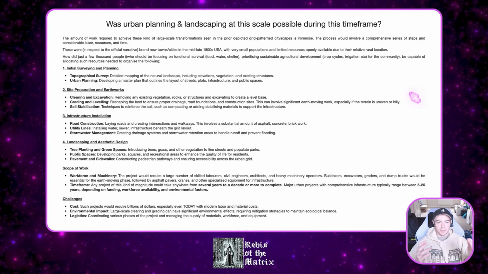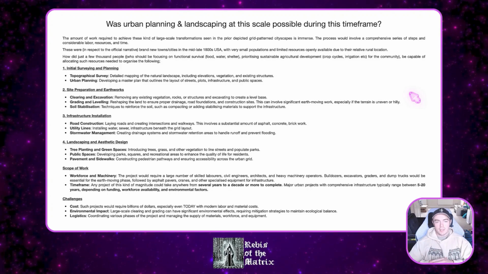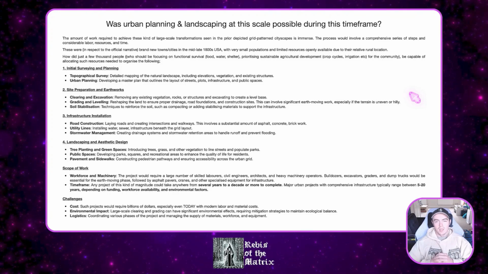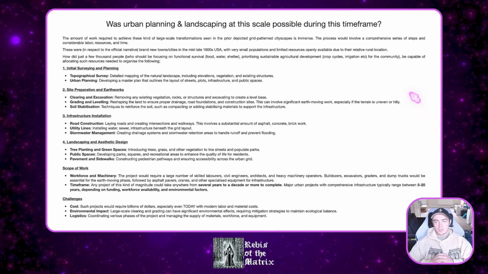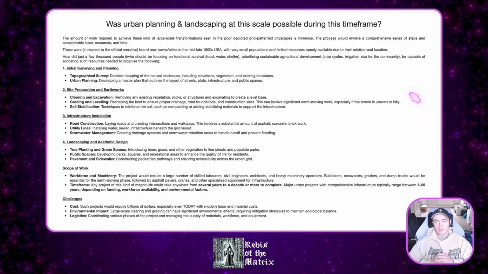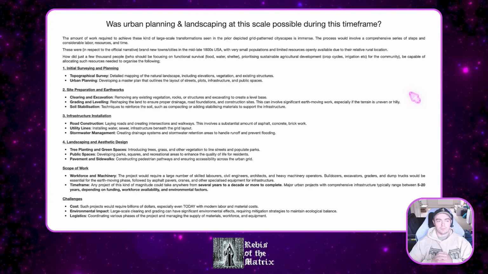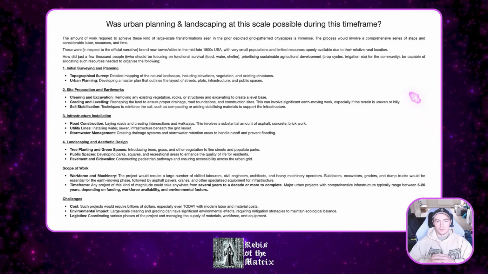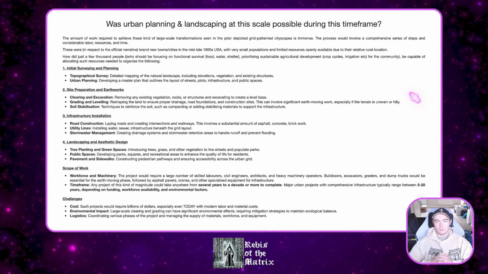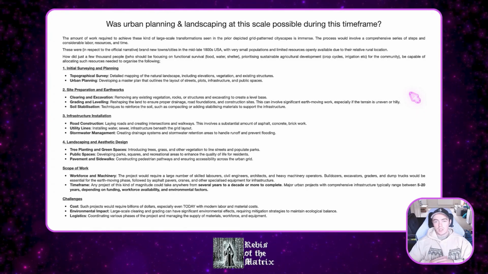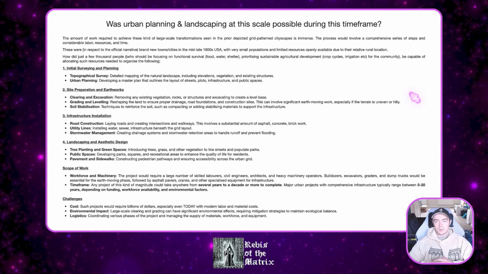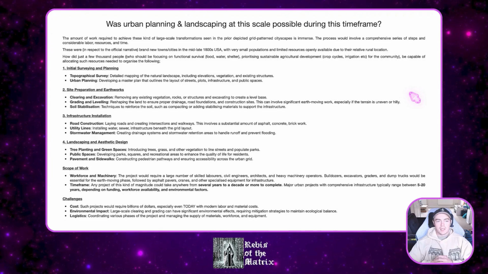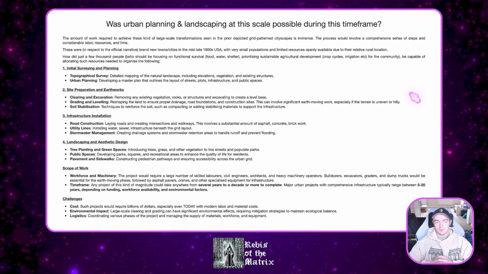These were, in respect to the official narrative, brand new towns and cities in the mid-late 1800s US of A, with very small populations and limited resources openly available due to their relative rural locations. How did just a few thousand people, who should have been focusing on functional survival, food, water, shelter, prioritizing sustainable agricultural development, crop cycles, irrigation, sewage for the community, be capable of allocating such resources needed to organize the following?